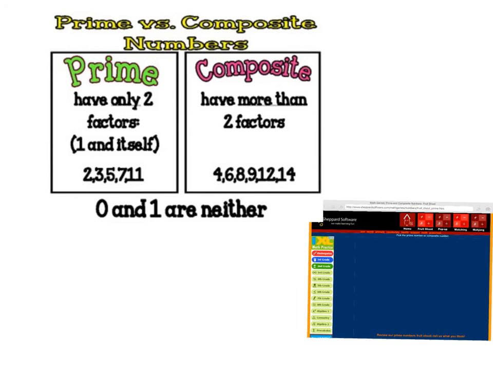Last but not least, let's review. A prime number has only 2 factors, one and itself. Here are the first 5 primes: 2, 3, 5, 7, 11. 0 and 1 are neither prime nor composite. Composite numbers have more than 2 factors. The first 6 composite numbers are 4, 6, 8, 9, 12, and 14.